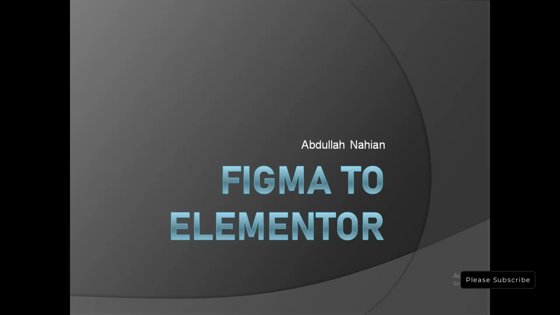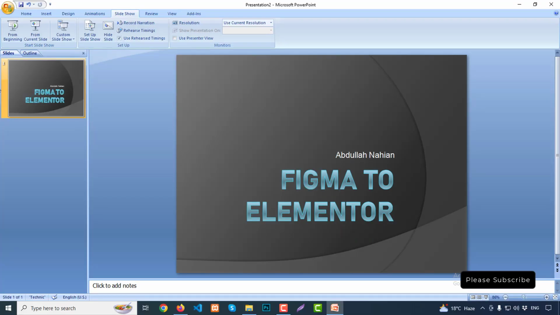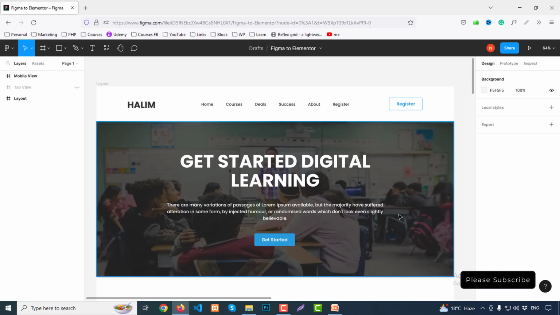So first go to our Figma file and check our demo site. So first go to my browser. I already collected a Figma file, and I will provide it later in the video description, so don't worry about it. So here is our site. Basically this is a course learning site, and our site name will be like logo Halim.